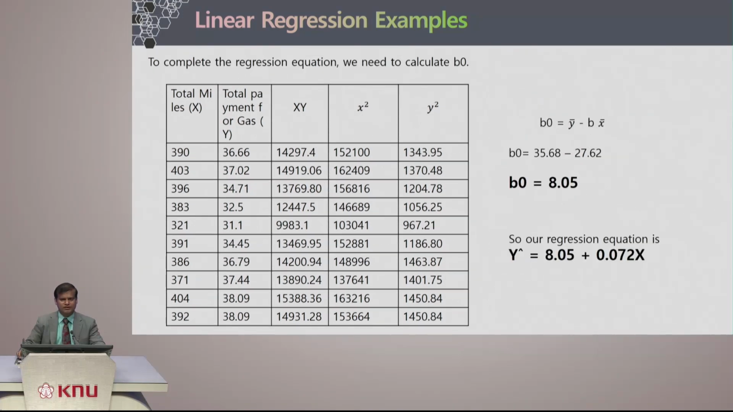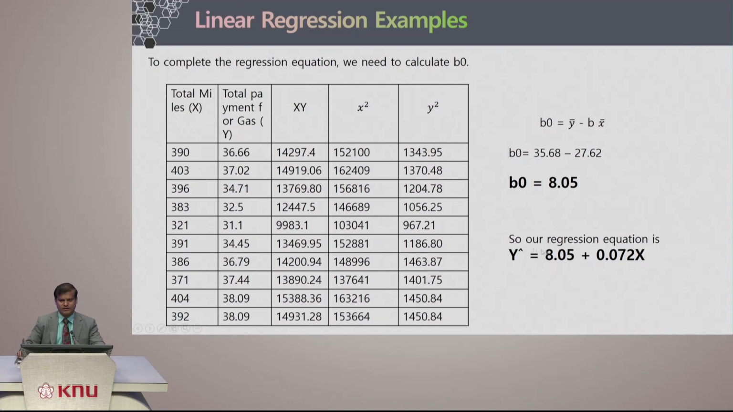With this information, you can calculate beta naught, because you know the equation y equals beta naught plus beta 1 times x. So now that you have finished calculating this, you can see what happens to y with respect to x. Whenever you change one value, you will see the effect on the other one.